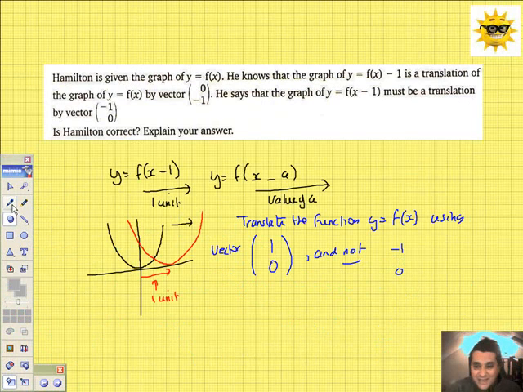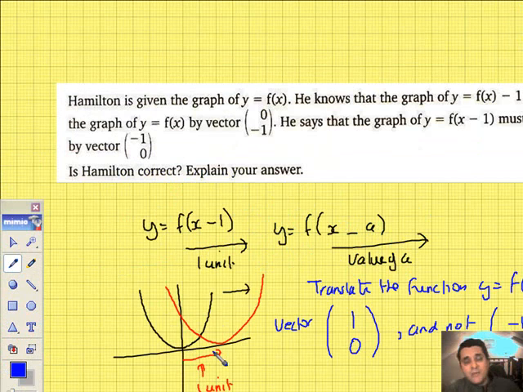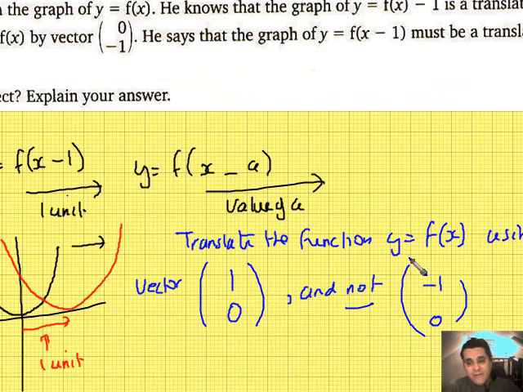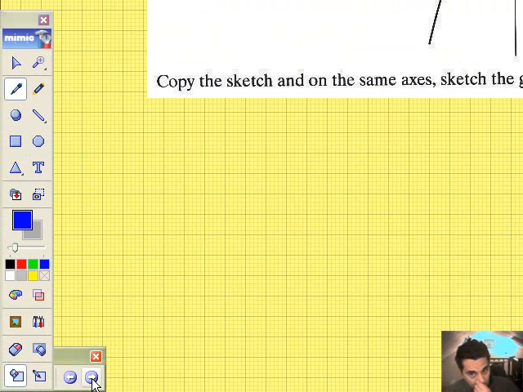Okay, classic mistake. People see the minus there and move it to the left. It's not. It's been shown from my original introductory videos that a minus a embedded within the function has the effect of moving the graph to the right hand side by the value of a. So translate the function y equals f of x using vector (1, 0) and not (-1, 0), and that's what he's done wrong.